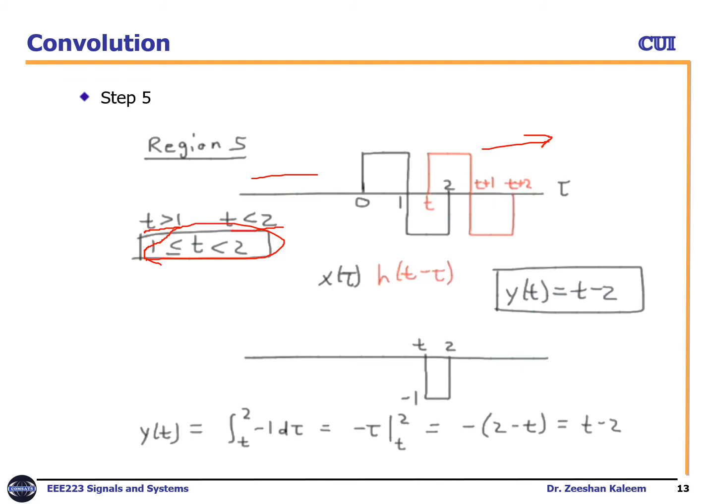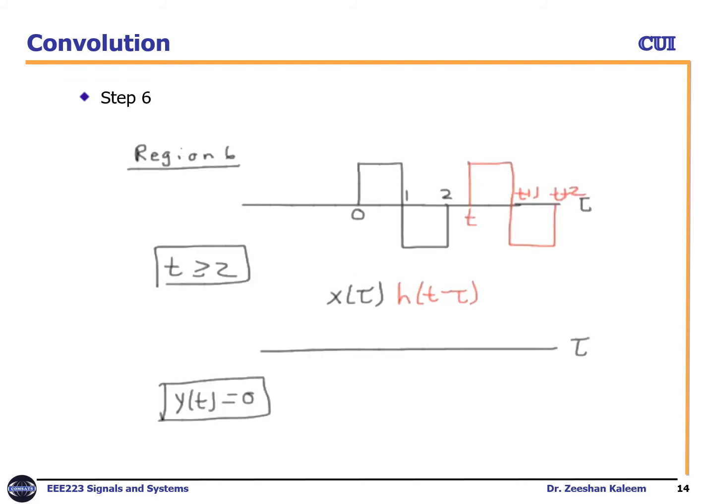So we need to convolve. When you convolve, you will get only this point, right? Because there is overlap in this. 1 into minus 1, you will get minus 1. So from t to 2, you will get minus 1. So only one region. When you convolve or integrate, you will get the negative output values, and the output function will be t minus 2. So output is t minus 2.